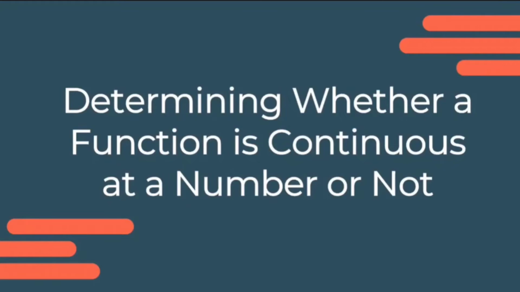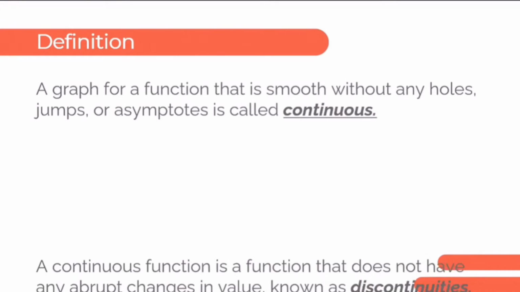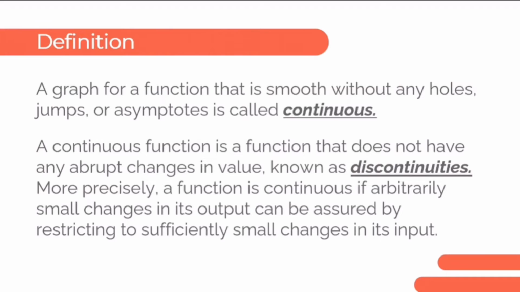Today we're going to tackle how to determine whether a function is continuous at a number or not. A graph for a function that is smooth without any holes, jumps, or asymptotes is called continuous. A continuous function is a function that does not have any abrupt changes in value, known as discontinuities.